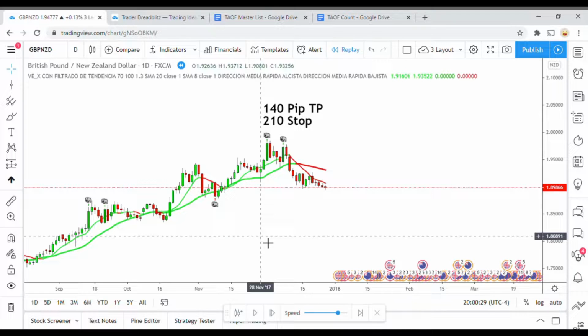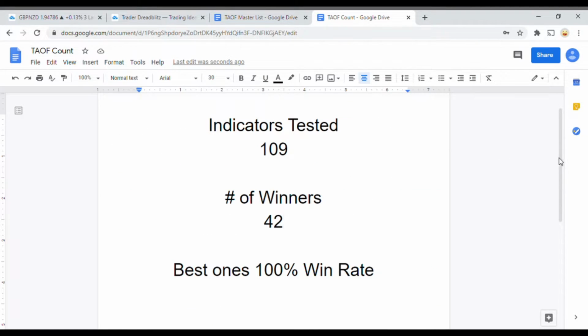Alright, as I said, today we will be testing the elephant bar indicator. But before we do, I wanted to put the indicator scoreboard up for everyone to see. So, to date, we have tested 109 indicators. And out of those 109 indicators, 42 of them have been winners, which means that they have met or exceeded the 60% win-loss ratio threshold that we have set for them. The best ones so far were able to achieve a 100% win rate.